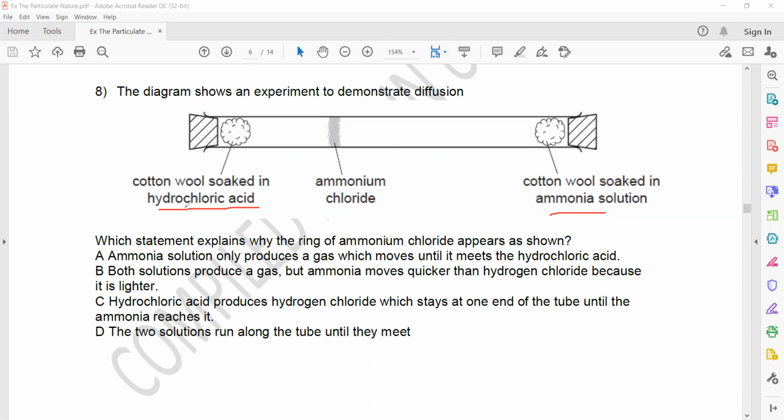So a cotton wool soaked in hydrochloric acid and a cotton wool soaked in ammonia. Which statement explains the ring of ammonium chloride appearing? So why do we see a ring of ammonium chloride at this point?